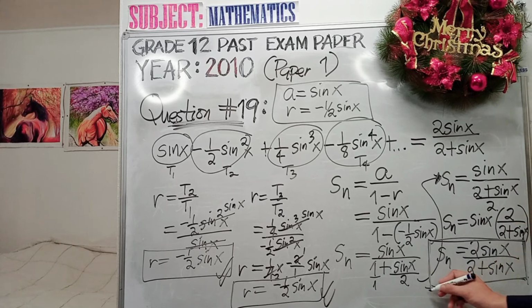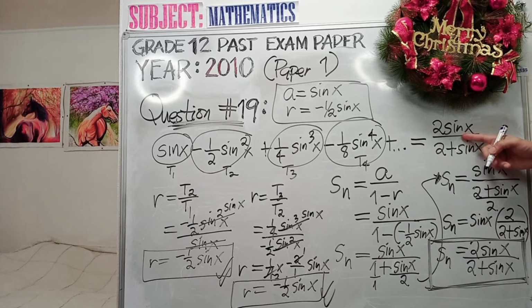So this is, we have already proven that the sum of the n square of a geometric series is equal to the expression 2 sine x over 2 plus sine x. And you look at this one, our final answer is 2 sine x as well, all over 2 plus sine x. You getting it now?